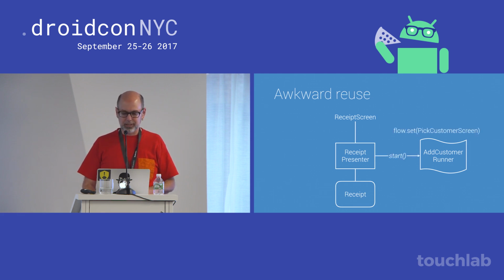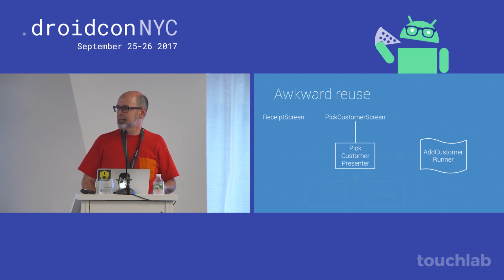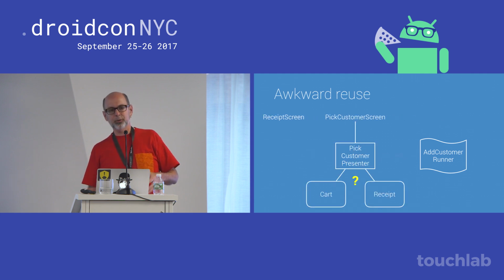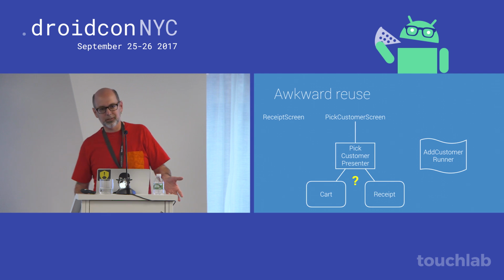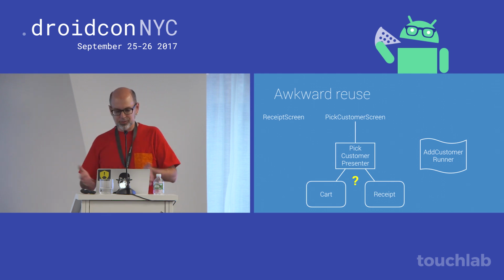I start up my flow again. I bring in my pick customer screen. I pick my customer again. And where do I put it? When I wrote this thing, all I had to do was add it to a cart, but now in some contexts I have to add it to a receipt. I could probably have parameterized that pick customer screen so it knows to tell the runner, oh, you're targeting the cart, you're targeting the receipt today.